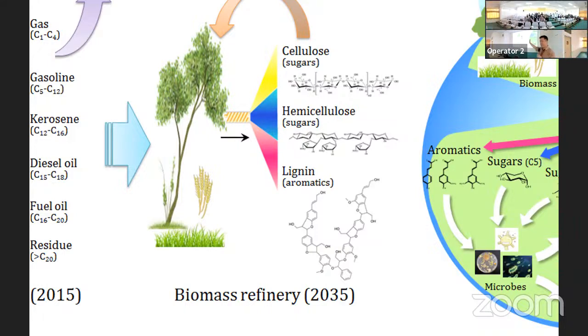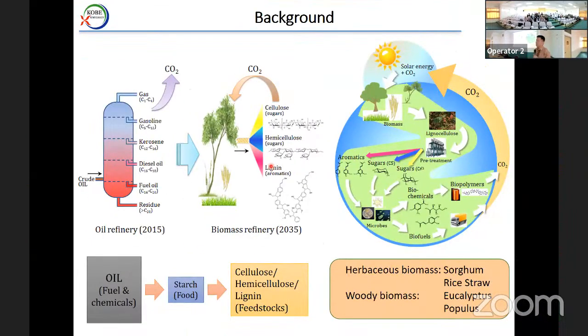So there are three main components. Most of the biomass, but before that, one definition is required. There are types of biomass. There are three types of the material biomass. One is the starch.